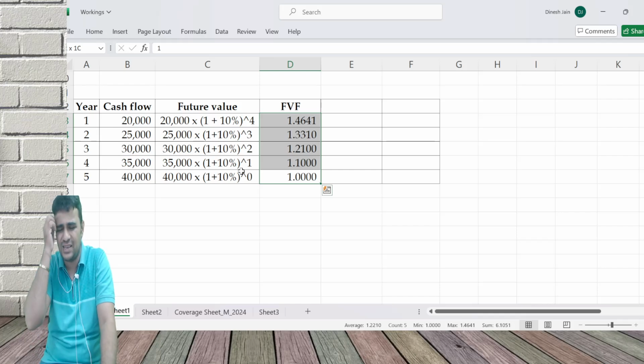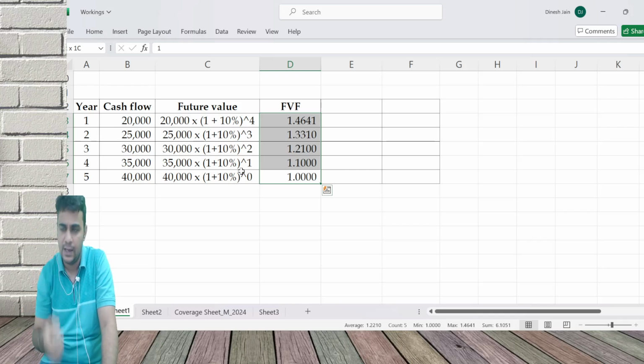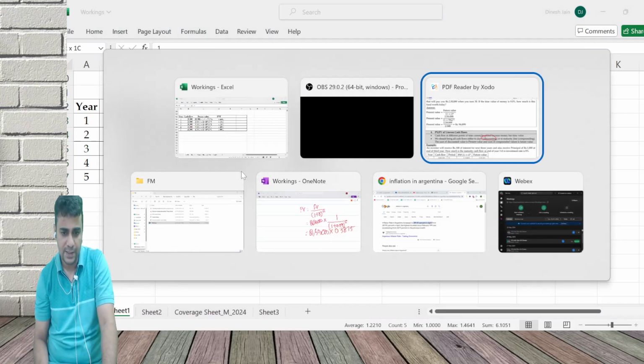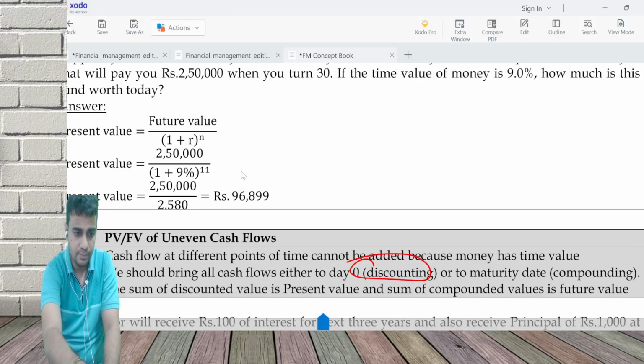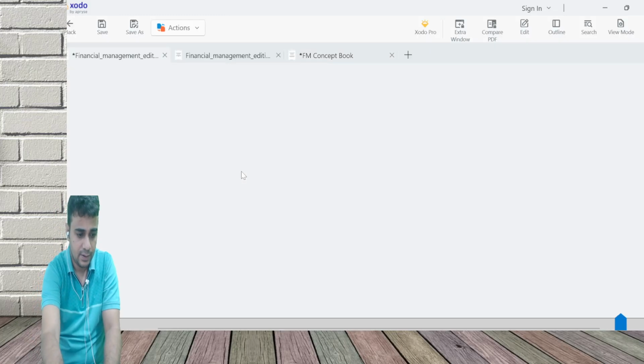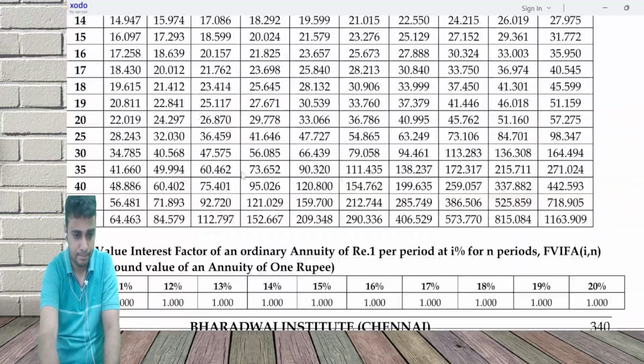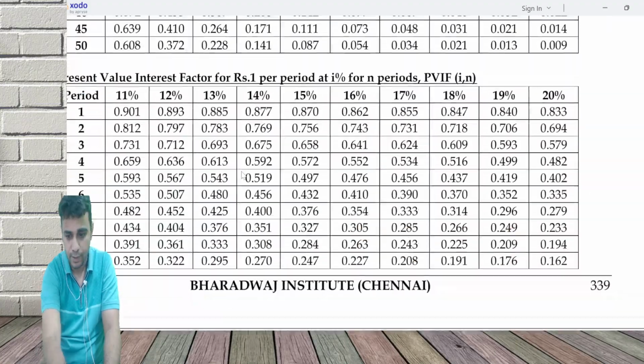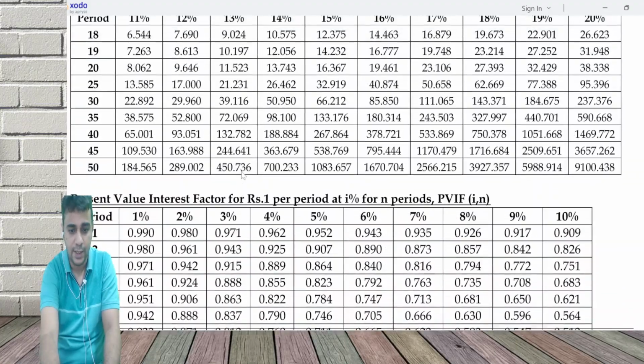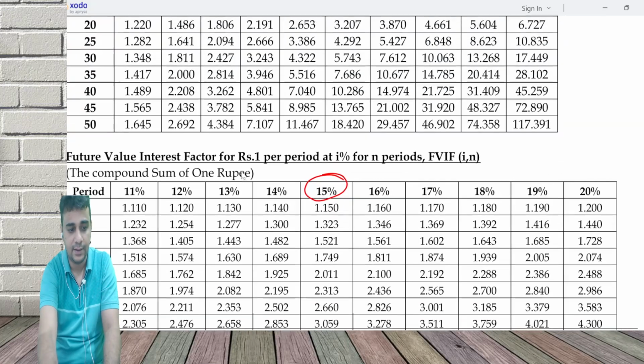Go to the question bank and the last few pages, 388 or 389, whatever is last. What's the page number? Question bank 339. Come to 339. What is the rate of interest? Sorry, 338. 338, future value factor.